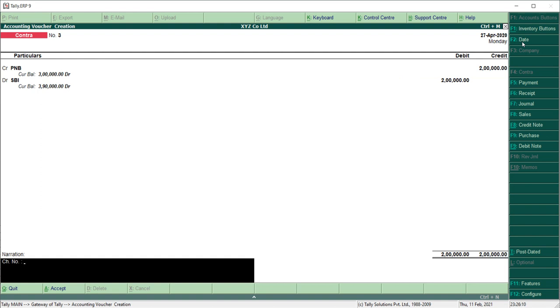The check number is 301256, being the amount of rupees 2 lakh transferred to SBI.